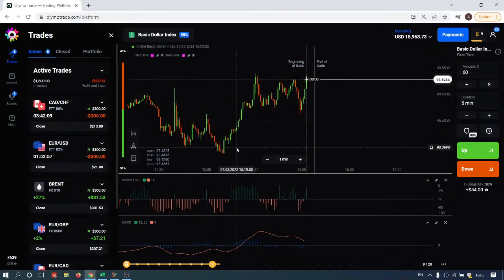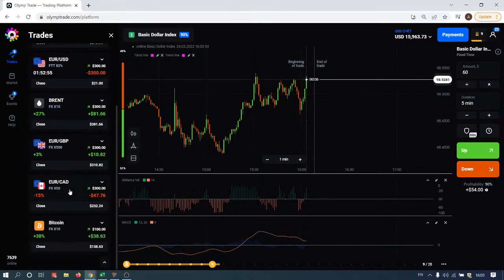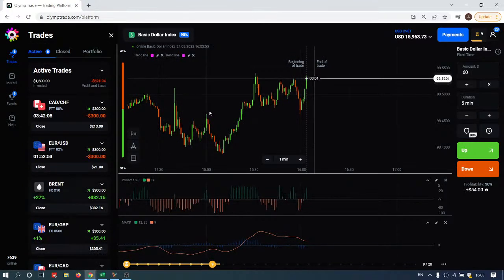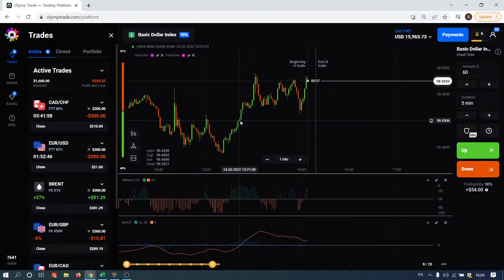Now, I have a few open trades here. Hey guys, Daniel, Ranjit, Arafat, Amikan, nice to meet you guys. Let me know if you have any questions regarding trading.